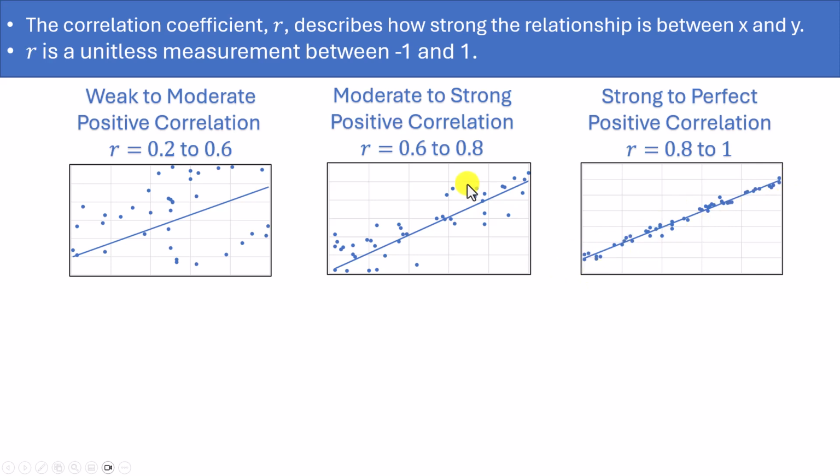Note that we are only talking about the linear correlation coefficient at this time, so these are only going to be representing linear relationships or straight line relationships. If we had some sort of curve, then we would use something else.